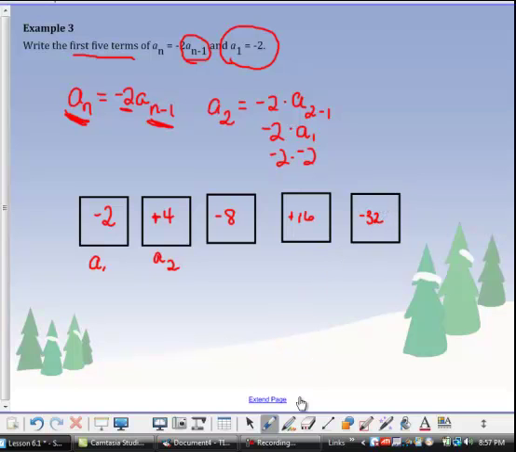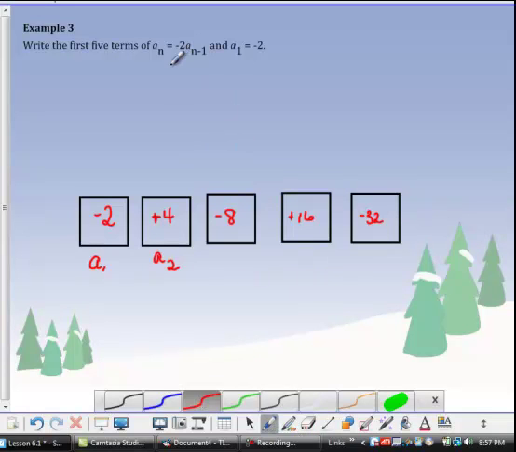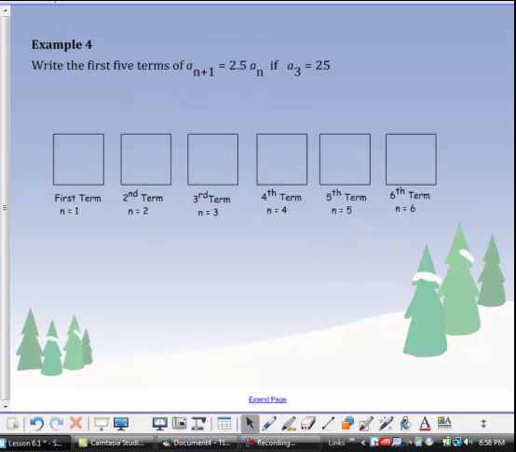Whoops. Got so caught up in trying to make sure you guys see the difference between explicit and recursive. So this gives it away that it's recursive, because this means term n, and this means term before, n minus 1.